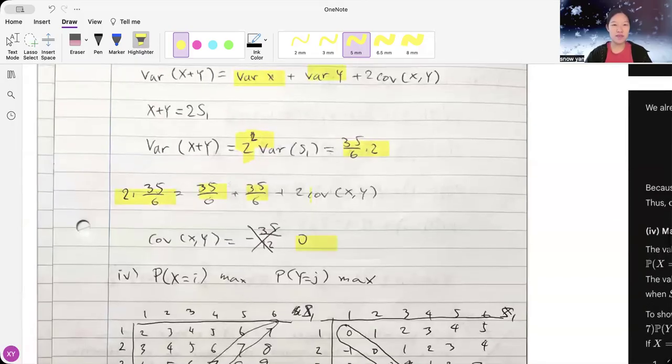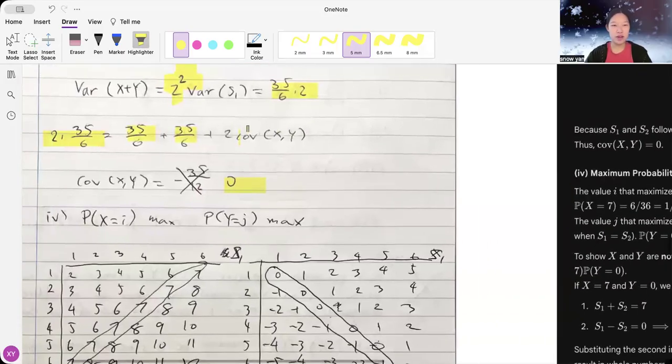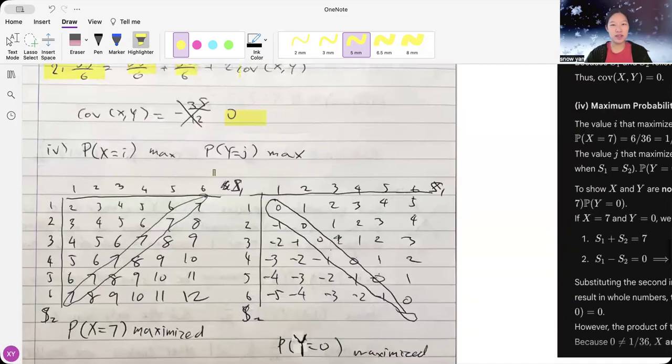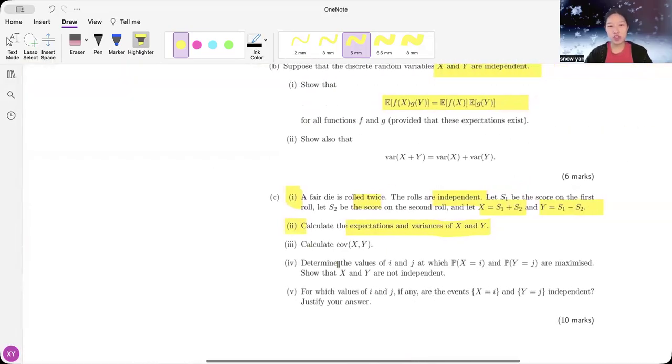Initially, I made the mistake. I forgot to square it, so that was why I got an iffy answer. But I knew that I was definitely wrong because the next part kind of leads me to it, right? Part 4 was determine the values of i and j at which P(X equals i) and P(Y equals j) are maximized. Show that x and y are not independent.